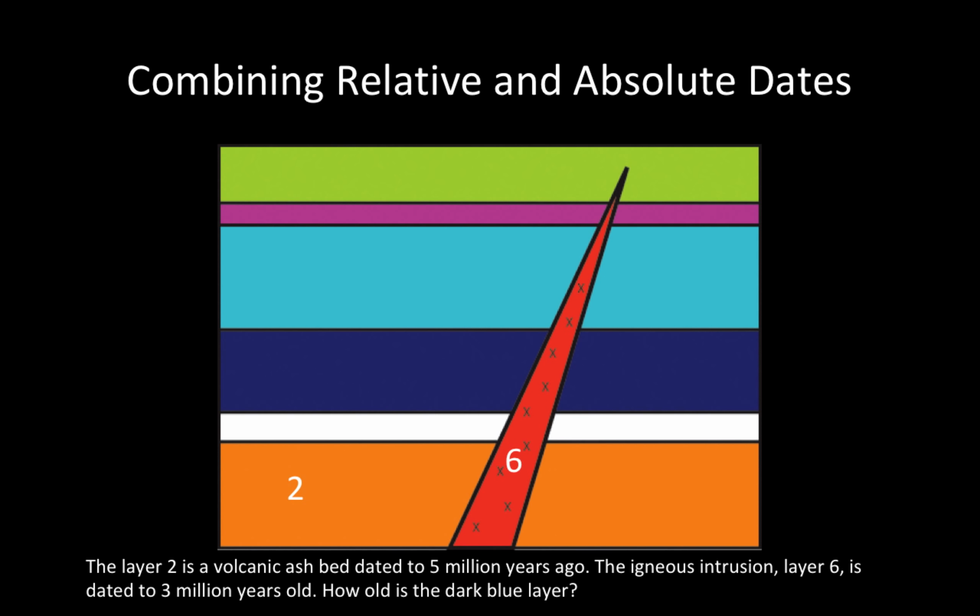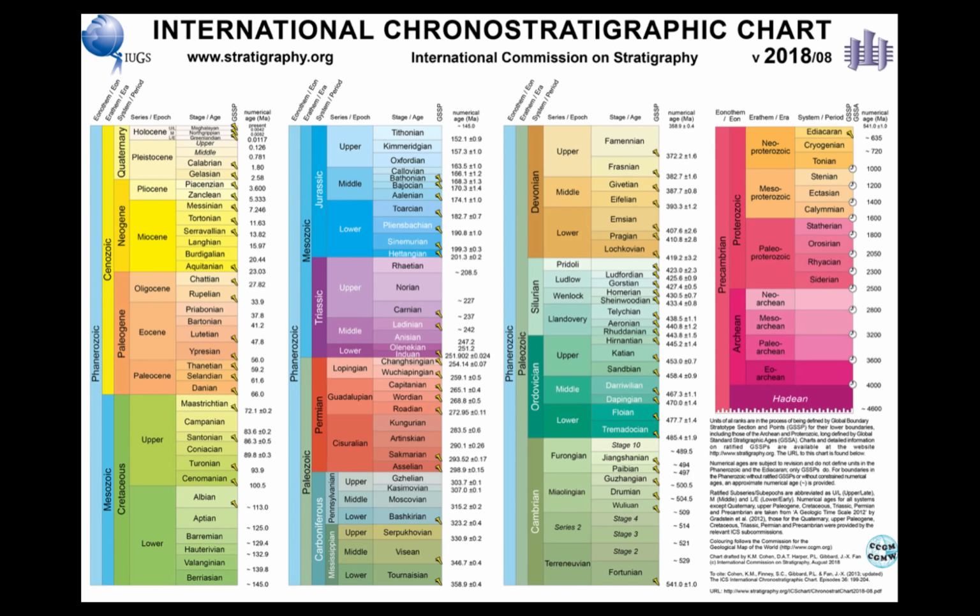All right. So the dark blue layer is between 2 and 6. How old is it? Well, can you give me an answer? You can tell me a range of answers. Oh, sorry. The answer is that it is between 3 and 5 million years old. That is the most scientific answer you can give me. You can't tell me it is a specific number because I didn't give you enough information. Does that make sense? Okay. So using relative and absolute dates is how we have pieced together this beautiful geologic timescale. All right, that is how we have done it.